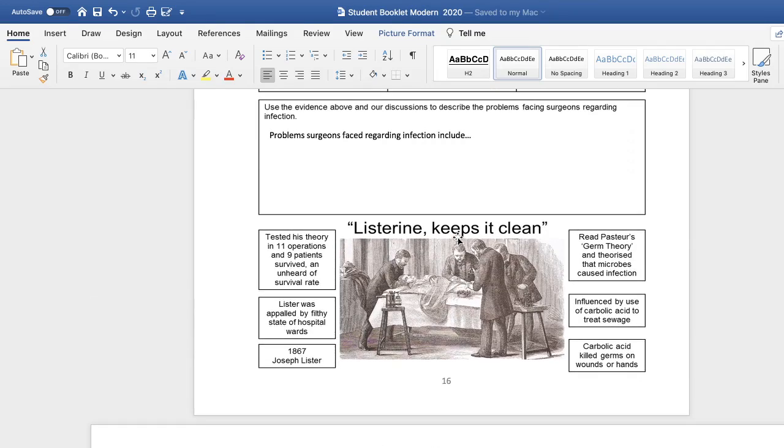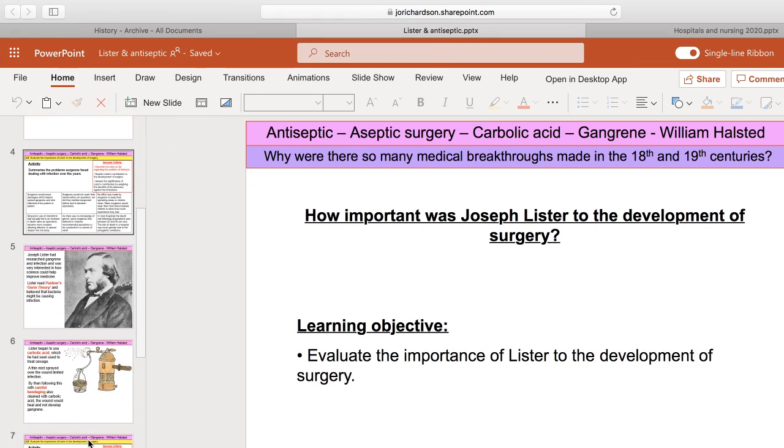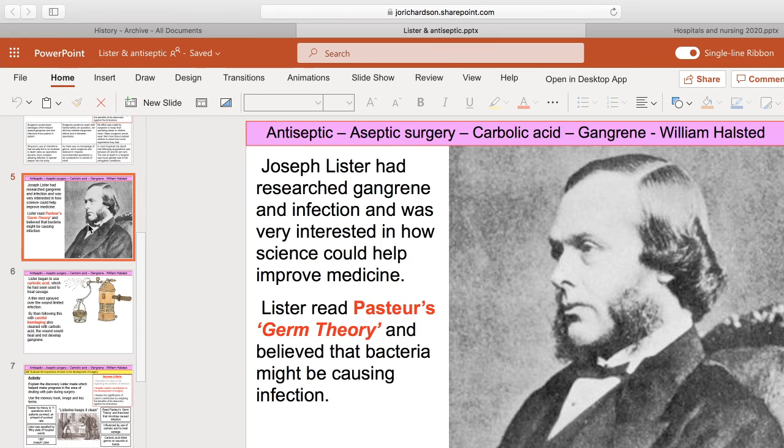The exact same activity, starting off with 1967, Joseph Lister, number 1 to 6, what do you think the order of what he did was? And it says here, Listerine, keep it clean, but it's just explaining what he essentially did. So Joseph Lister read Pasteur's germ theory and he really believed that bacteria might be causing infection. If it can cause decay, if it can cause disease in silkworms, if it can cause disease in animals, it can cause disease in humans, so it's got to be causing the infection.